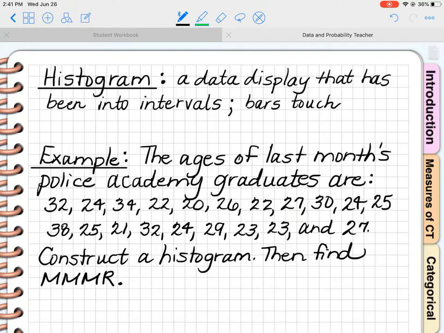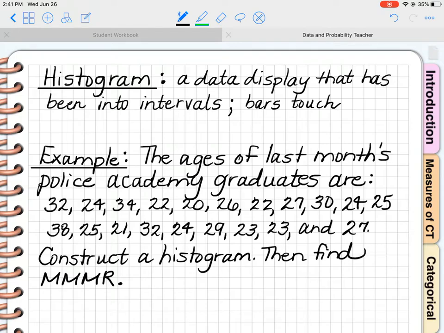It says the ages of last month's police academy graduates are given. Construct a histogram and then find mean, median, mode, and range. So they have given me a group of police academy graduates. These are folks who completed maybe the 8-week course to become police officers, and they have given me their ages.